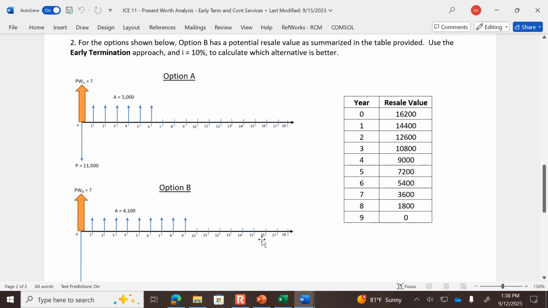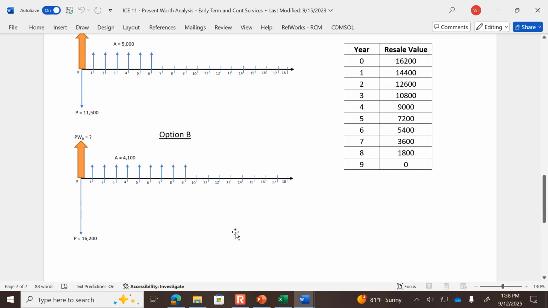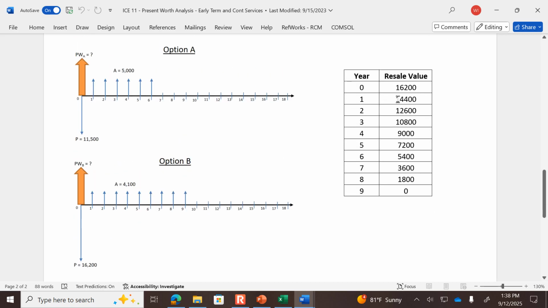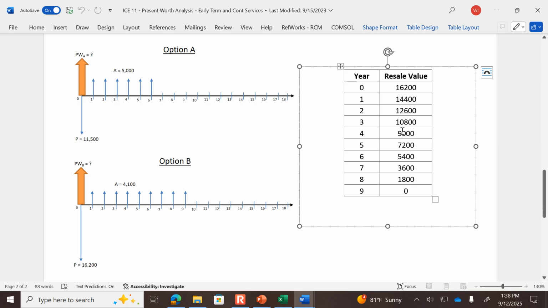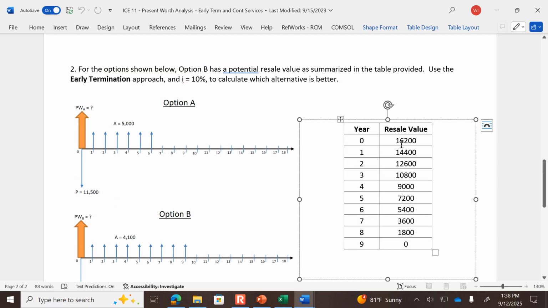All right. So option B, I'm giving you this table of its resale value over time. So it costs $16,200, and then over time it's becoming less valuable as it gradually wears out. So what I'm saying is sell option B so that this cash flow diagram lasts the same amount of time as option A. And then just assume instead of getting the revenue in years 7, 8, and 9, you don't get that revenue because you've sold the item early, but you do get the salvage value or the resale value of the equipment.